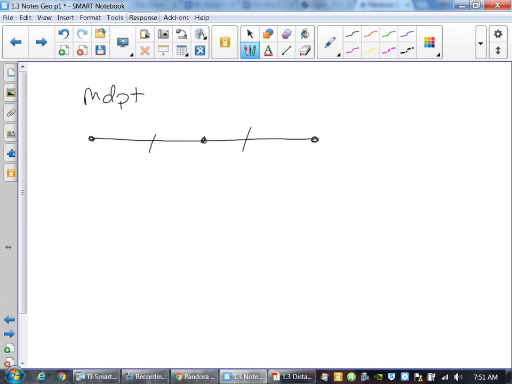segments. Caleb, pause the computer. Guys, pause the computer.